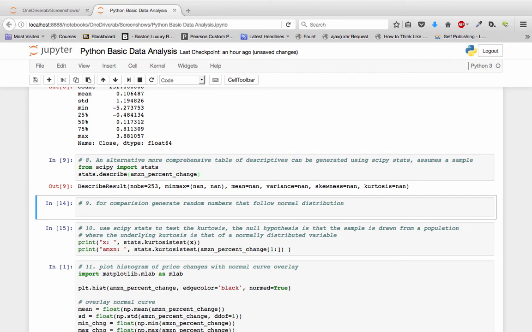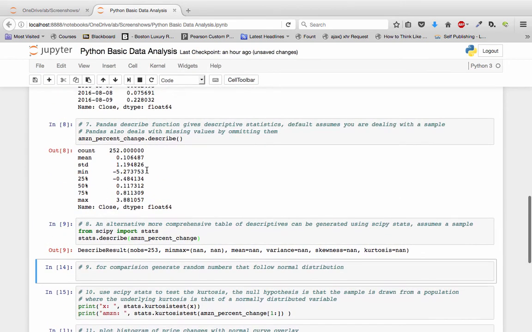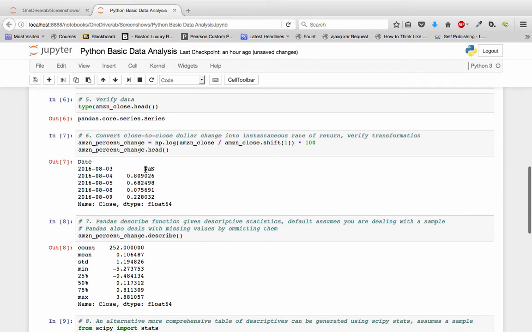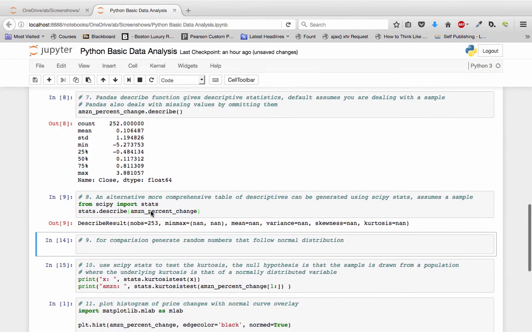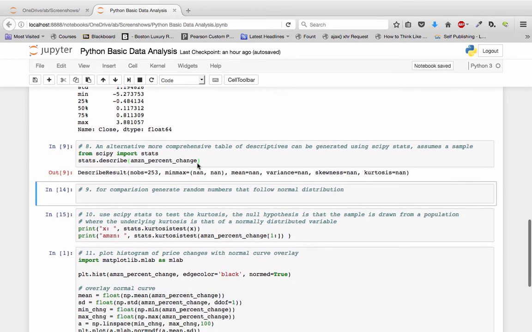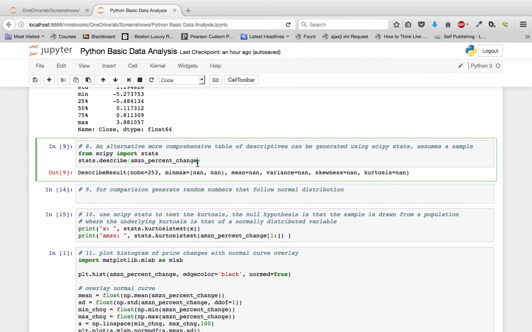I mentioned earlier that we had a not a number for the first row of data. Since there was no 8.2 here, we couldn't calculate the percent change on 8.3. The stats describe doesn't deal with not a numbers, which is basically a null value. Pandas dealt with it just fine and left it out. We have to do something different to make SciPy work, and it's pretty easy with this data set. We're just going to ask it to look at everything from the first row on.